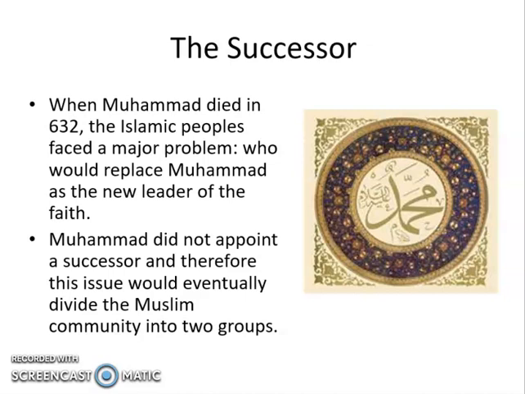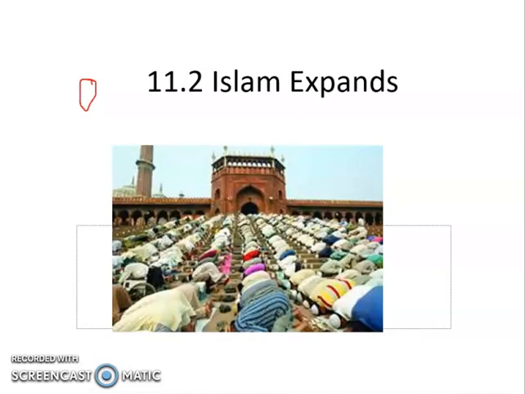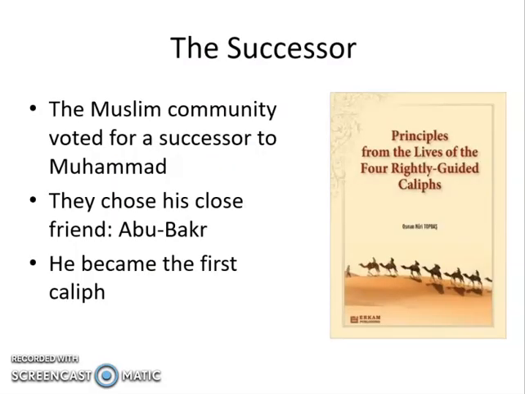When he died, there was a new problem, though. Who would replace him? And pretty soon the Muslim community was divided into 2 different groups. Okay, nobody knew who the successor would be. So the first person they chose to succeed him was Abu Bakr, who was the first caliph or leader of the church of the early Muslim faith.